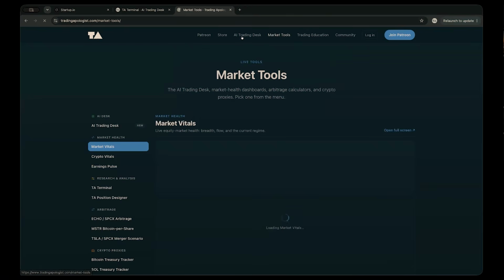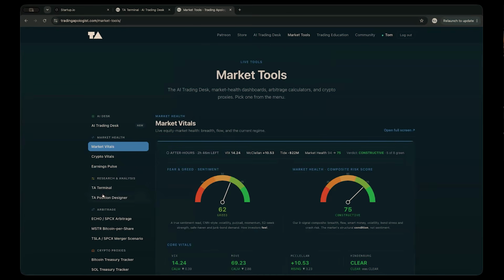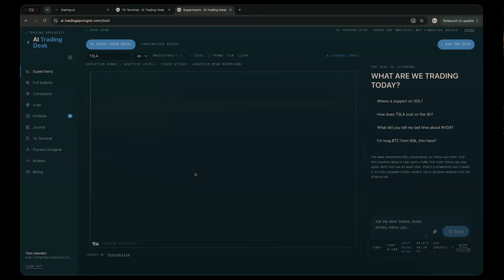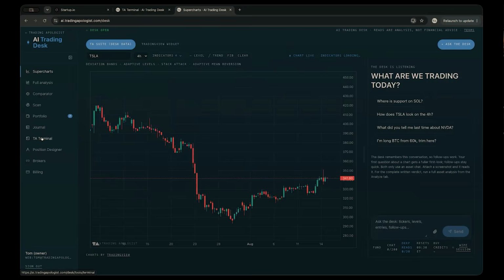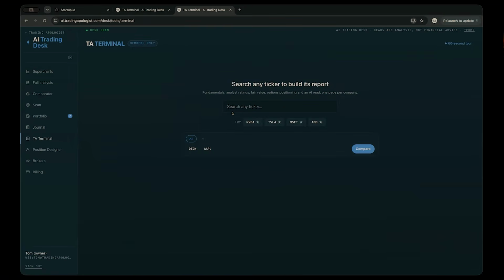The TA terminal and position designer, you can access them here and you can make them full screen. But if you have the AI trade desk, we've integrated all the tools here and you can just access them from the right sidebar. So you bring in any ticker. You can build watch lists here. So you could build some for DRAM or for cybersecurity or whatever sectors you're watching to compare those reads.